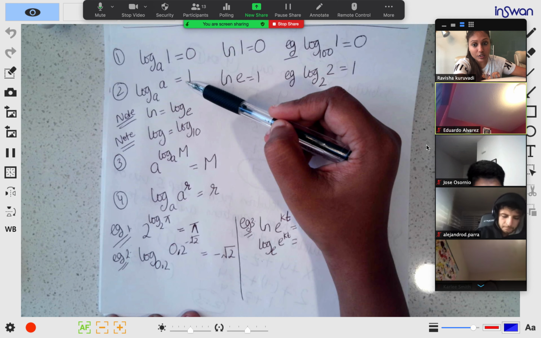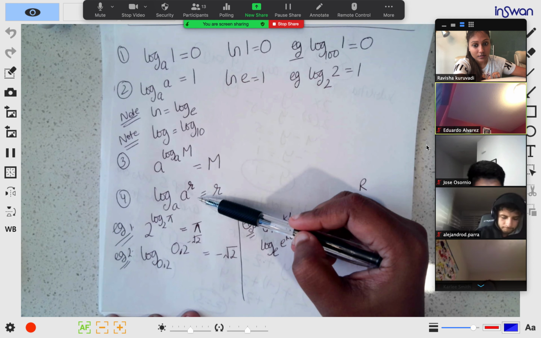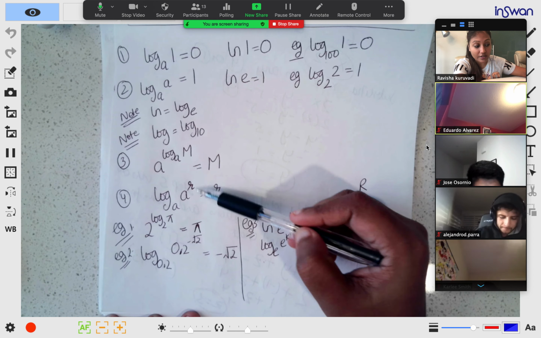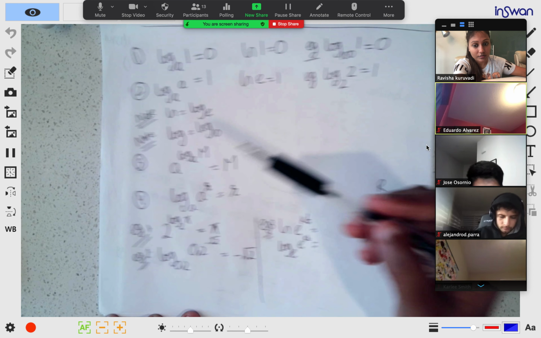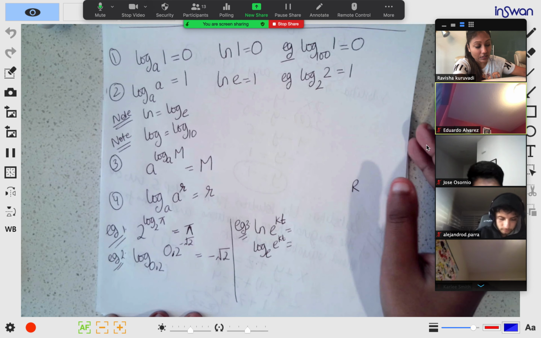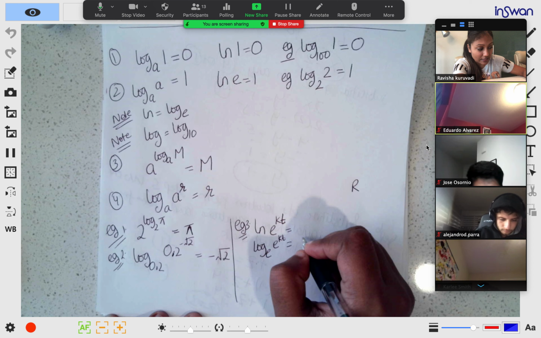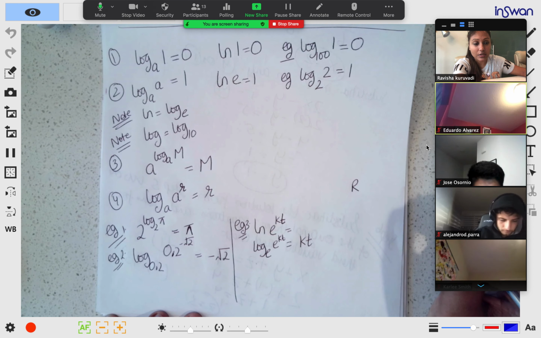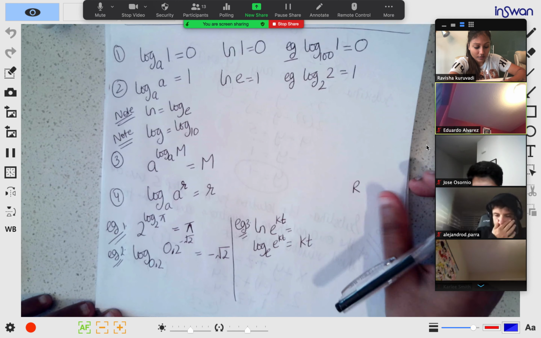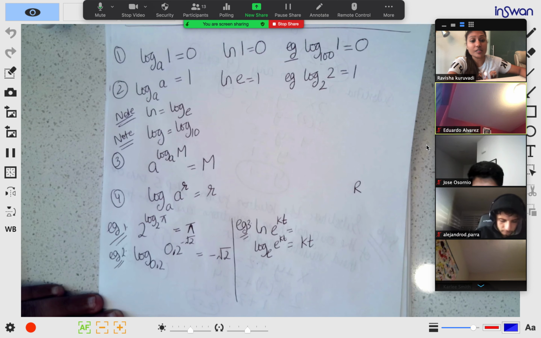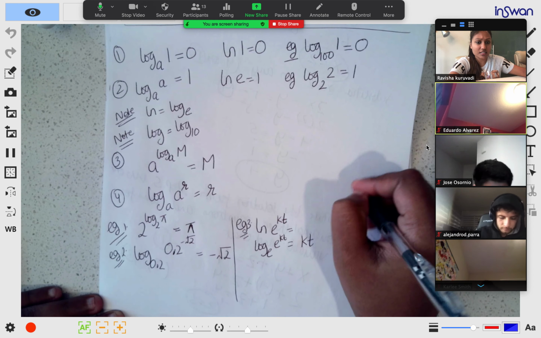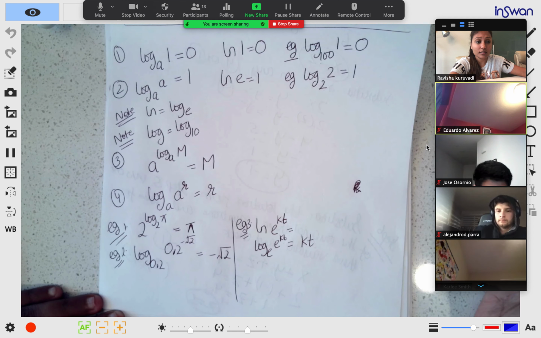Look at this property here. Do I have a power here? No. Is a raised to the power of some r here? I have a power here. So in this case, it is just kt. It comes out equal to just the power. Are you getting my point, Eduardo? Yeah. Okay. Anyone who's not understanding this, these properties are important. It's very easy, and this is a place you score a lot. These properties.